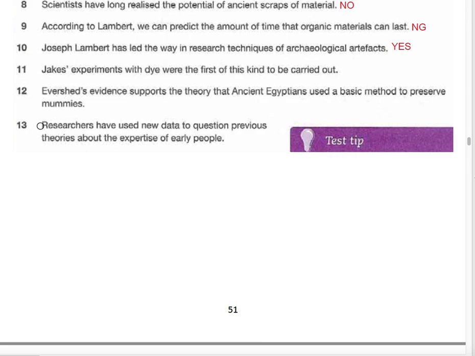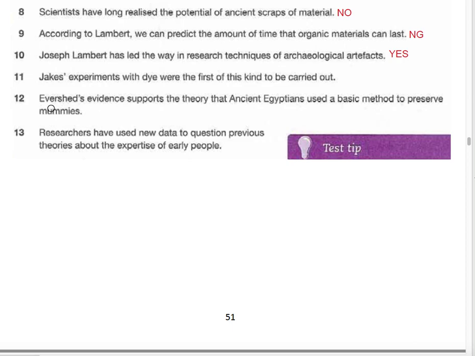So, and then let me read 13 as well. Research. So it says here, 12, that Evershed's research supports this idea. So it gives evidence for this process by the Egyptians, okay? The mummification process. 13, researchers have used new data to question previous theories about the expertise of early people. So nowadays they use new information, new data about the expertise or the knowledge of ancient people, okay?